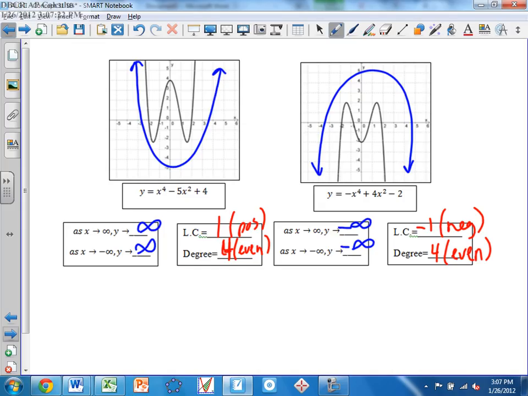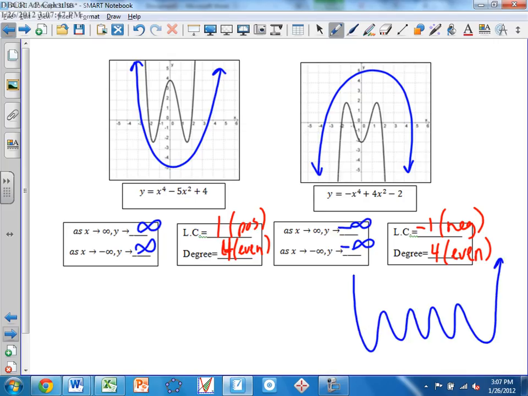So, let's go through this now. Here's what I want you all to think about. If a function is even, no matter what it is, if it's x to the 10th power, x to the 12th power, x to the 14th power, no matter what, if it's even, think of a parabola. Think of a parabola. Okay? So if I have a function that looked like this.